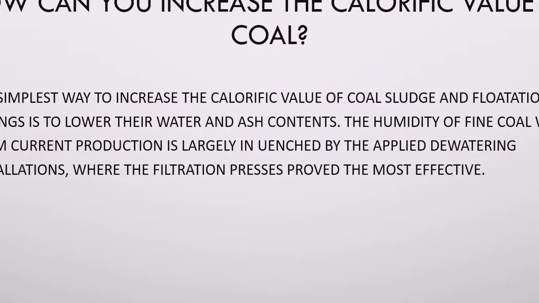The next slide is how we can increase the calorific value of coal. The simplest way to increase the calorific value of coal sludge and flotation tailings is to lower their water and ash contents. The humidity of fine coal waste from current production is largely reduced by the applied dewatering installations, where filtration presses prove the most effective.